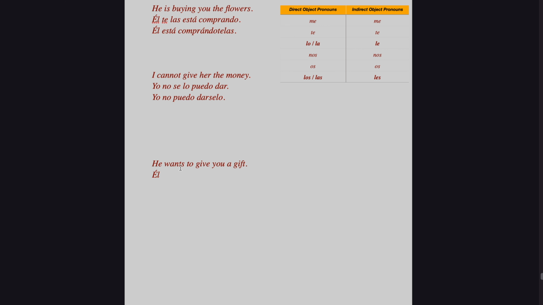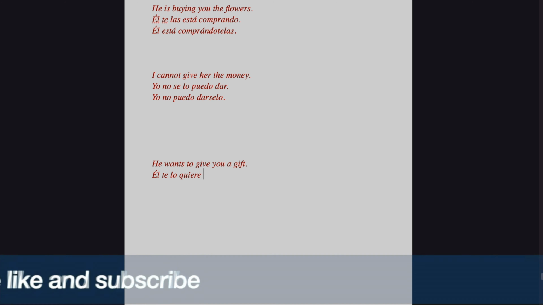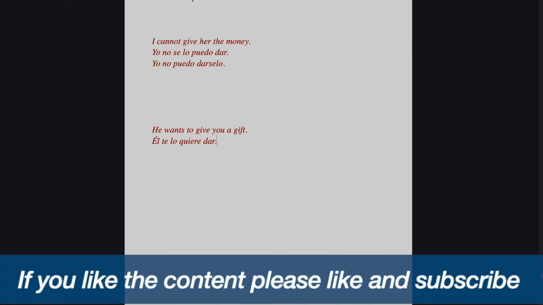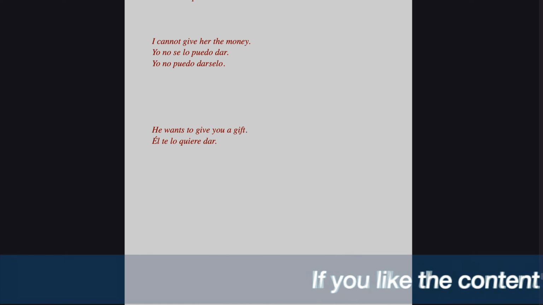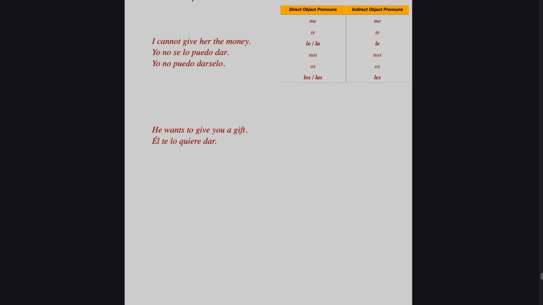The next one, he wants to give you a gift. Go ahead and write the sentence. Él te lo quiere dar. So you must have written the other version also. You might have written the other version first. Both are absolutely fine. Él quiere dártelo. He wants to give it to you. That's what we are writing. Please do write your own sentences and try to rewrite the versions with object pronouns and without the object pronouns. That means keeping the object pronouns.